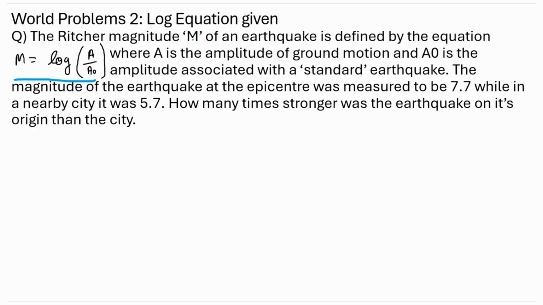The magnitude of an earthquake is defined by this equation. A is the amplitude of ground motion, and A0 is the amplitude associated with a standard earthquake. So A0 is a constant that we don't know. The magnitude of the earthquake at its epicenter, at its origin, was measured to be 7.7, while in the nearby city it was 5.7. How many times stronger was the earthquake at its origin than in the city? It's going to be a question like this.